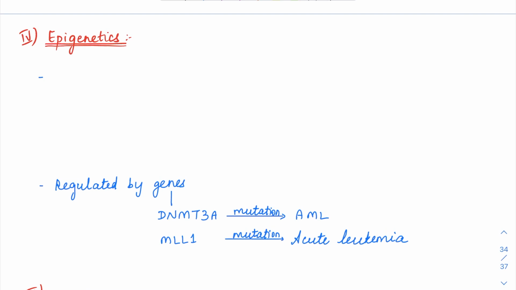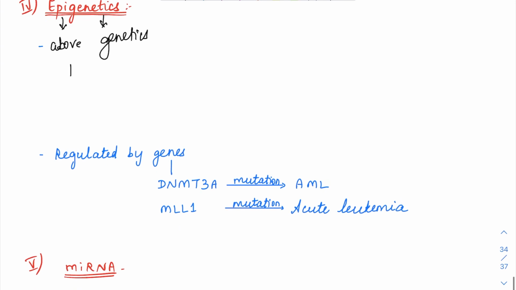We'll move on to the next heading, which is epigenetics. As the name suggests, epi means above, so it is above genetics. So something above genetics is going to have a role over here. These are actually heritable changes only.